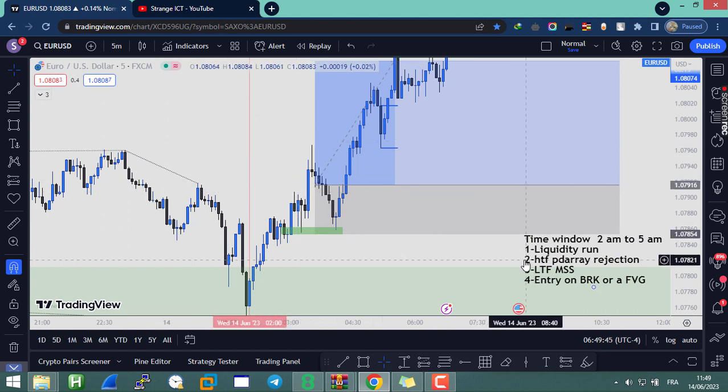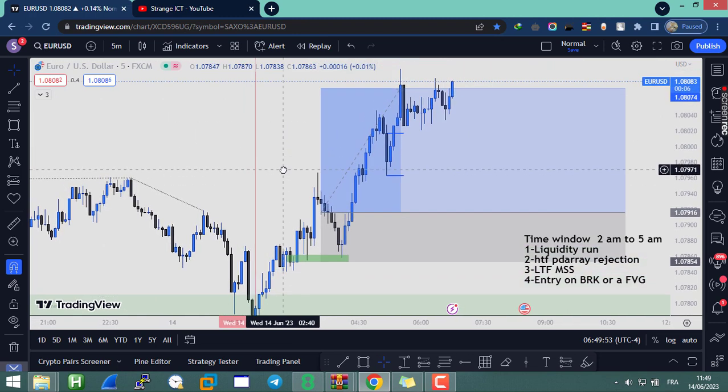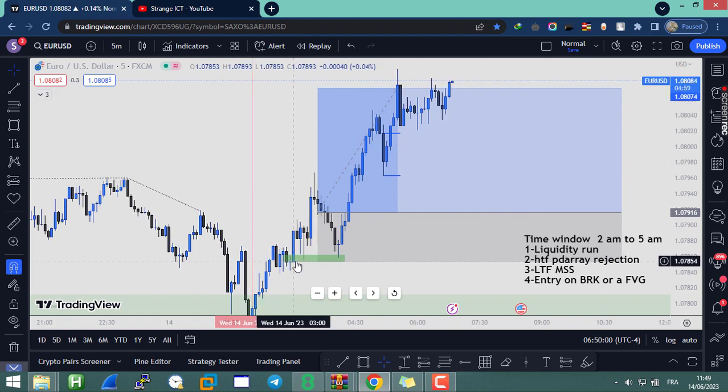Next thing, you want to enter on a breaker or a fair value gap. There is no breaker right here, so I entered on this fair value gap. And now I'm going to show you why I took this, why I put my stop loss right here on the lower side of the body of this candle.